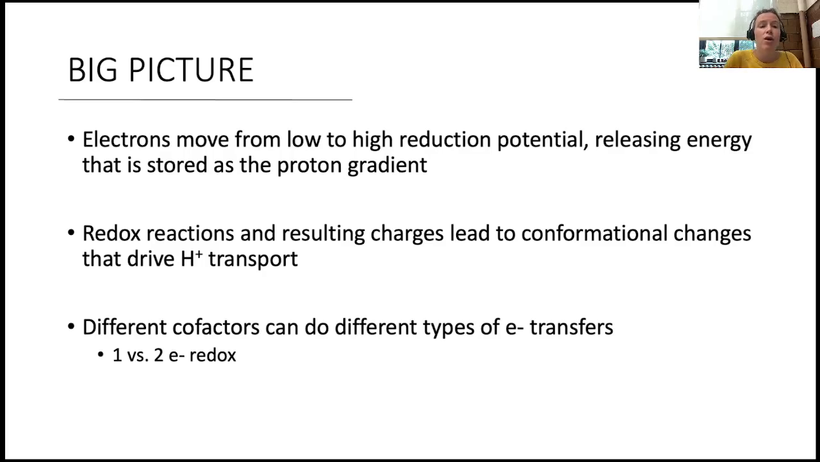So what did we see together today, folks? We saw electrons moving from low to high reduction potential, releasing energy that is then stored in the proton gradient. We saw how redox reactions can lead to charges changing in a protein. These charges will lead to conformational changes due to repulsions and attractions that drive pKa change and proton transport. We also see a bunch of different types of cofactors and how they can do different types of electron transfer. 1 electron transfer or 2 electron transfer.